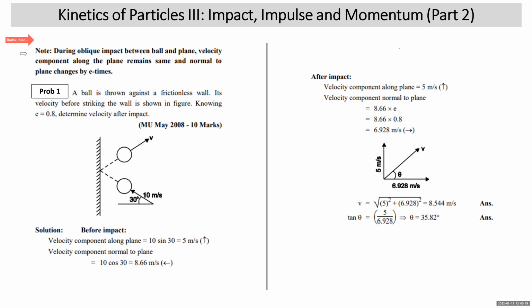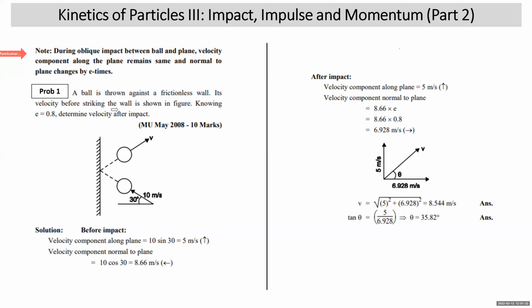I'm reading this note. During oblique impact between ball and plane, velocity component along the plane remains same because that becomes your tangential component, and the normal to the plane changes by e times. Normal to the plane changes by e times. All right. Now, with this note, we are in a position to solve the problems of this kind when there is an oblique impact between ball and the plane.